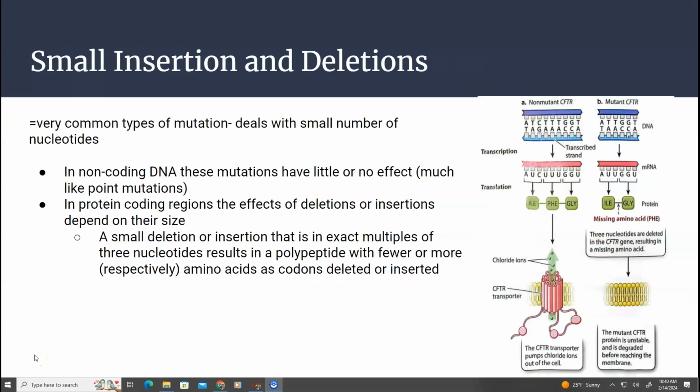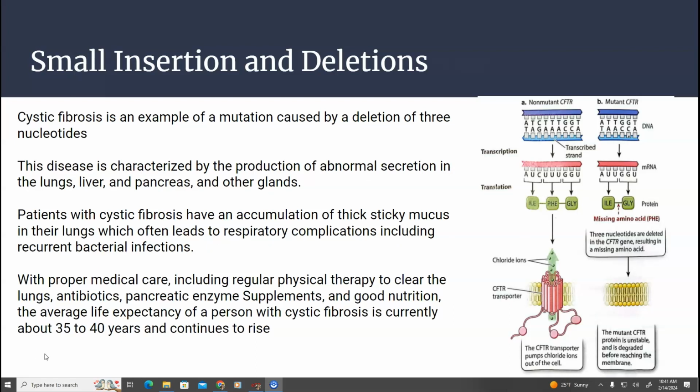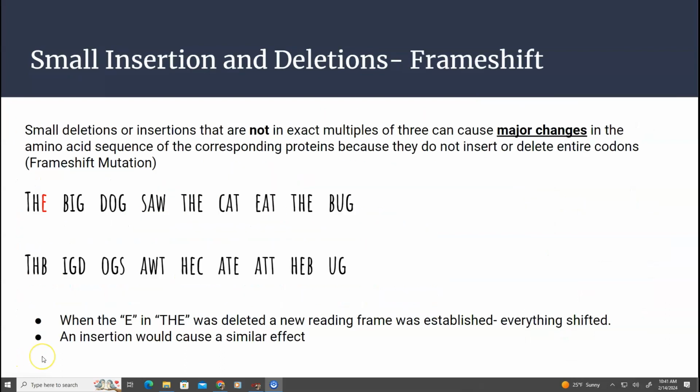Small insertion and deletion mutations can be very common types, which deal with small numbers of nucleotides. In non-coding DNA, these mutations have little to no effect, but in protein coding regions, these can cause a large effect depending on their size. Cystic fibrosis is actually an example of a mutation caused by a deletion of only 3 nucleotides. Small deletions or insertions that are not in exact multiples of 3 can cause major changes in an amino acid sequence because it causes what's called a frame shift mutation.